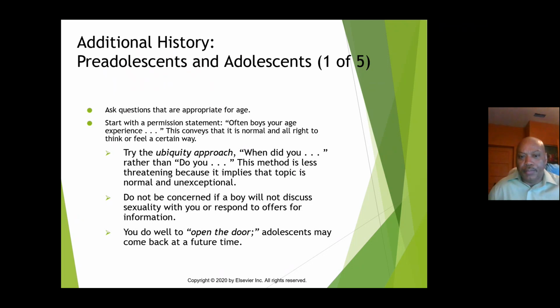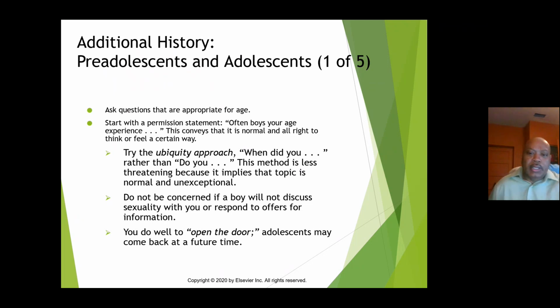Oftentimes, boys, we will say this to the child or the pre-adolescent, adolescents: "Oftentimes, boys your age experience..." and whatever we might say. Of course, this conveys that it is normal and all right to think or feel a certain way. Now, we want to try the ubiquity approach. For example, "When did you..." rather than saying, "Do you?"